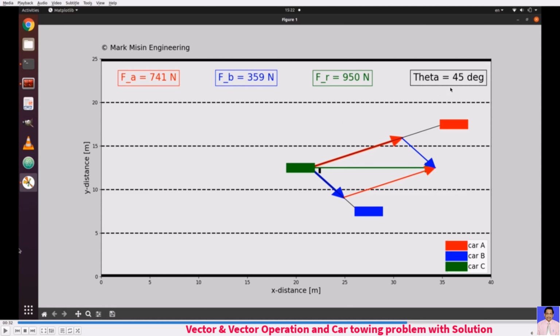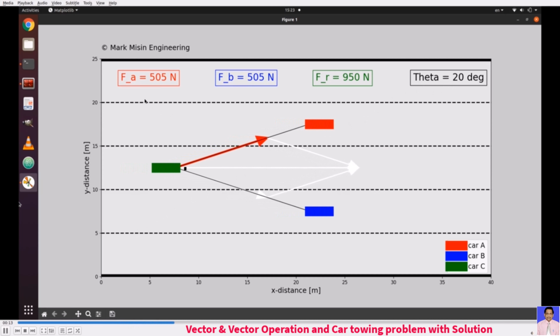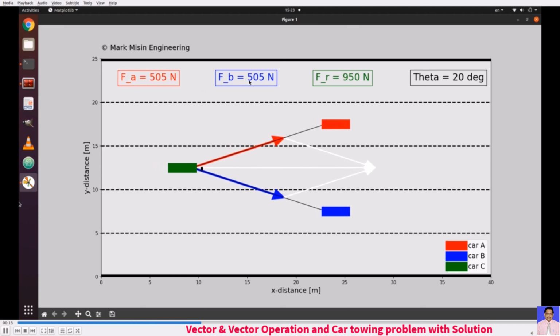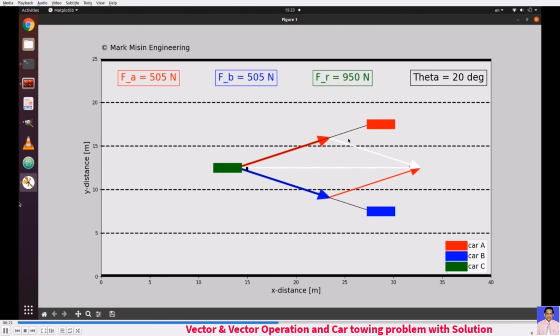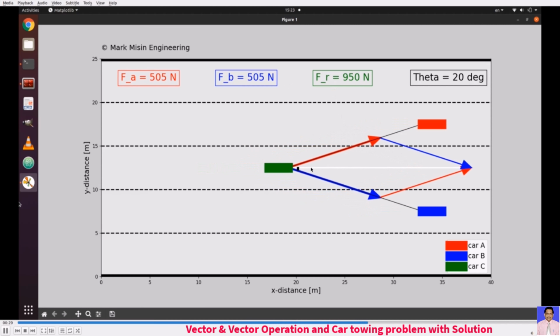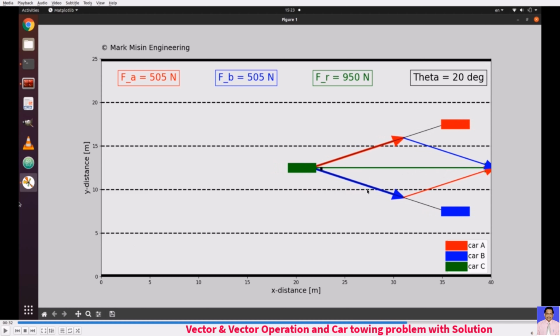And now let's make theta equal 20 degrees. You can see that when theta equals 20 degrees, then both FA and FB have the same magnitudes, 505 newtons. And then according to the parallelogram rule, you still get your FR equals 950 newtons. But it makes sense that FA and FB are the same. That's because in both cases now you have 20 degrees. You have 20 degrees counterclockwise and 20 degrees clockwise.